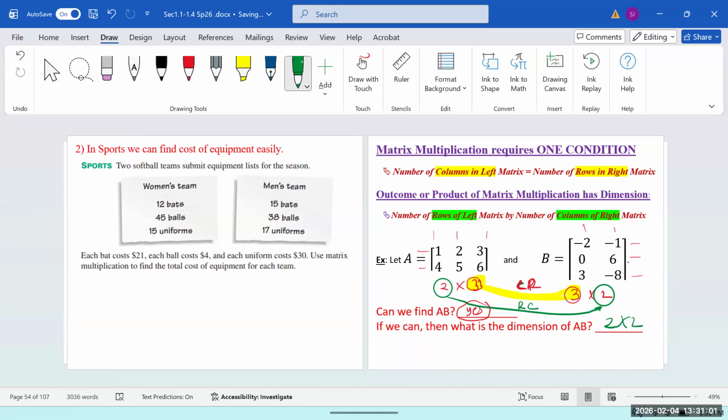Okay. So for addition and subtraction, we are going to get the exact same size back. But for multiplication, we are not going to get the exact same size back. We may get it, but there's no guarantee. The size depends on RC, means the number of rows in the left matrix and the number of columns in the right matrix.